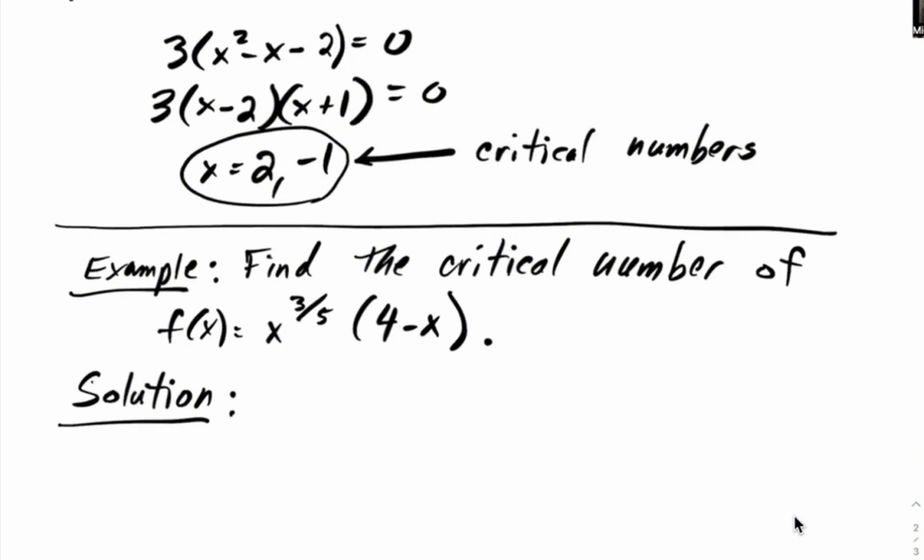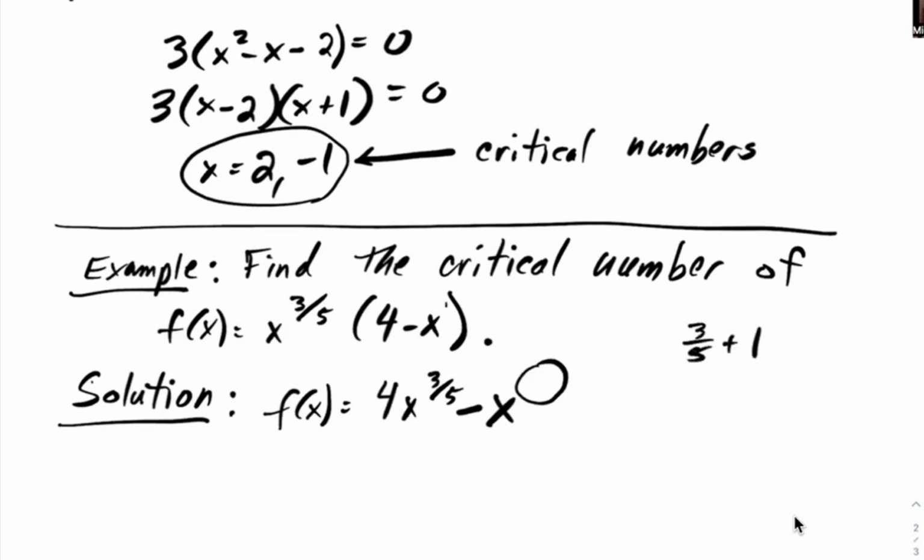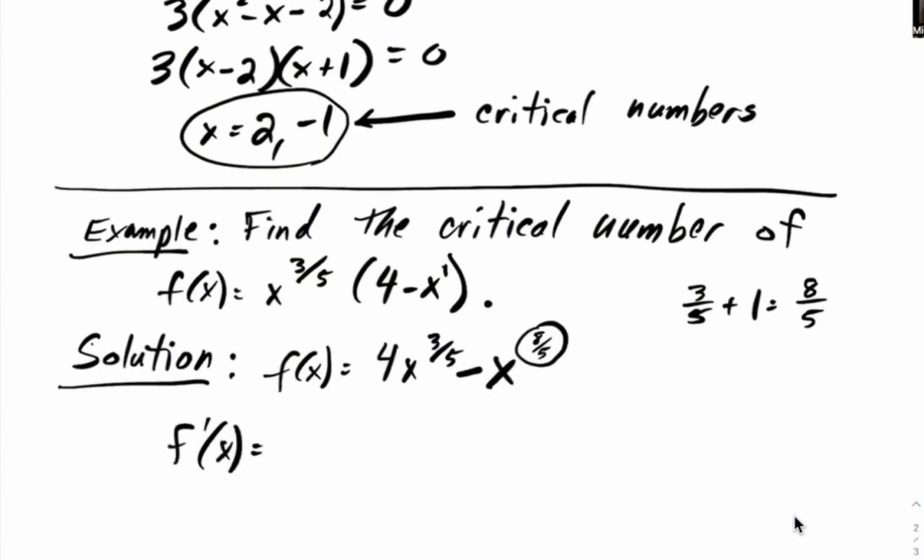So the first thing I would do is multiply the x to the 3/5 through to everything inside the parentheses. So that's going to give me 4x to the 3/5 minus x, and now I'm going to add 1. So I'm going to have an exponent of 3/5 plus 1, because the exponent on x in the original problem, inside the parentheses, was 1. So I'm adding 1 to the 3/5 when I multiply those together. And when I do that, you get a denominator and you get 8/5. So right here, this is 8/5. All right, so now I'm going to take the derivative. So I just do the power rule.